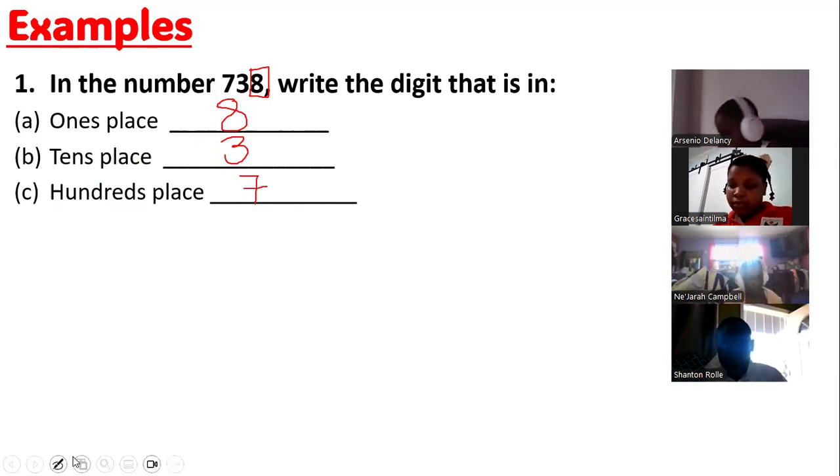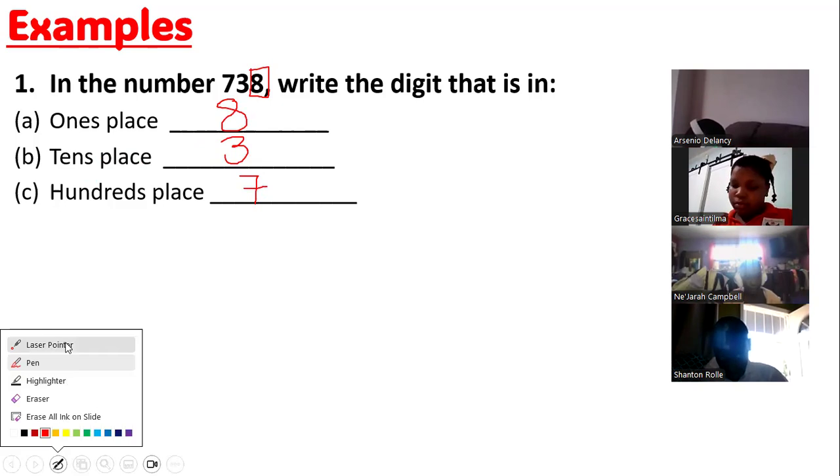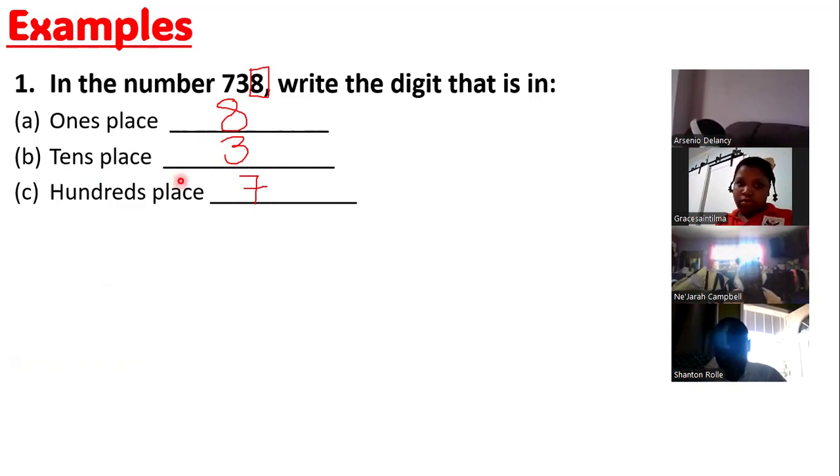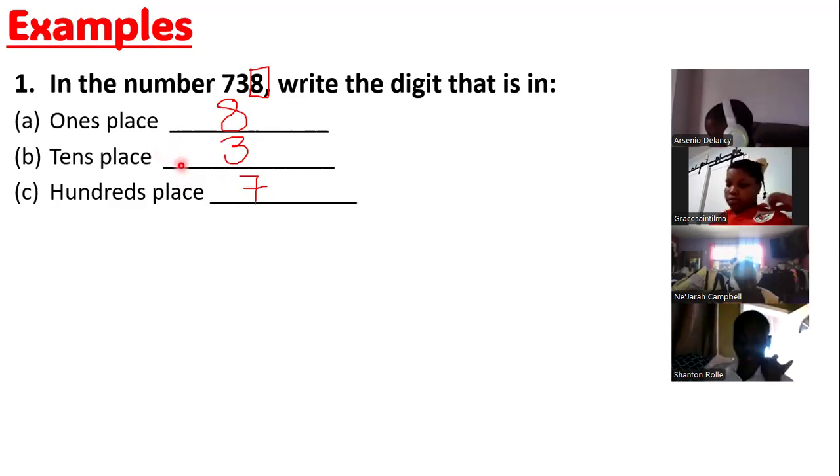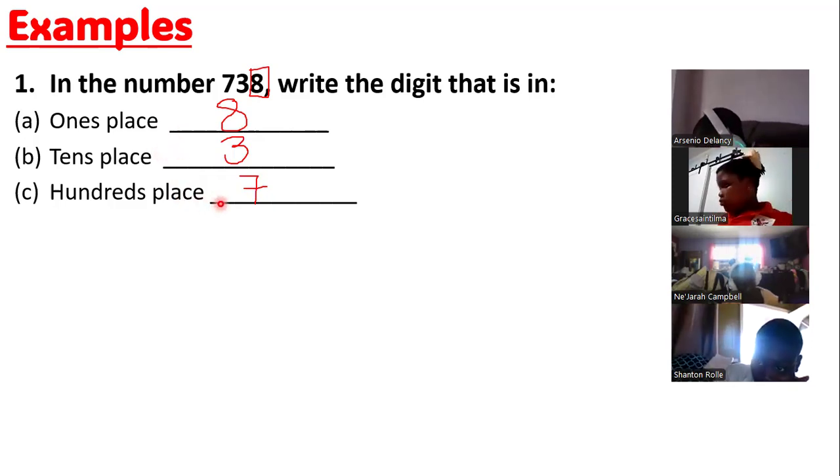And so what that means is that the place value chart helps us to determine the position of each of these digits. So we know that 8 is in the ones place, 3 is in the tens place, and 7 is in the hundreds place. Grace, what is the place value of 7 in this number? Hundreds. 700.